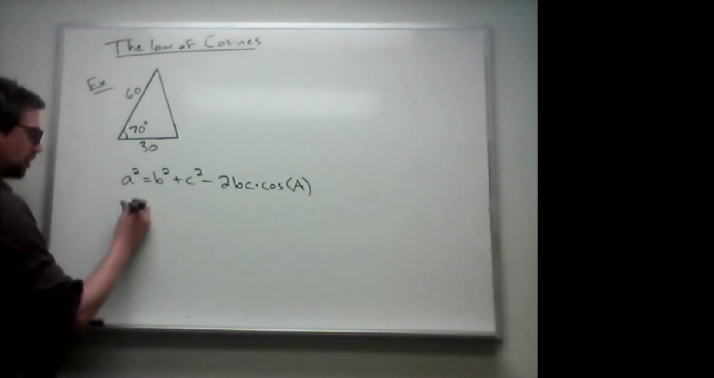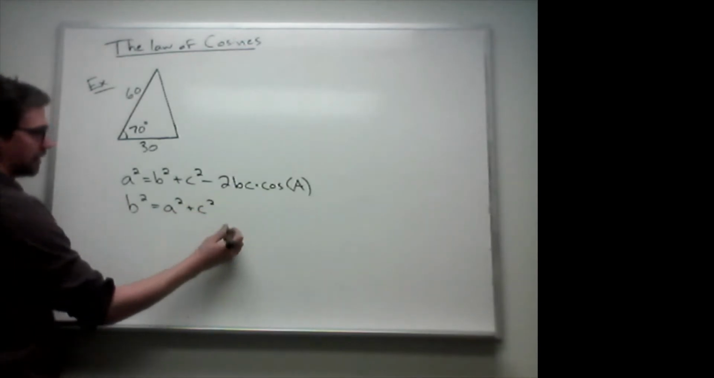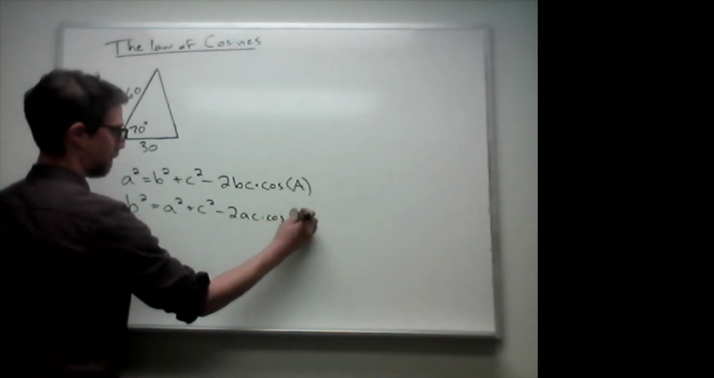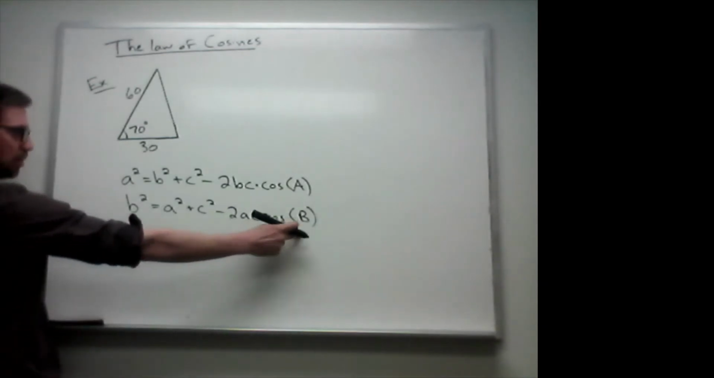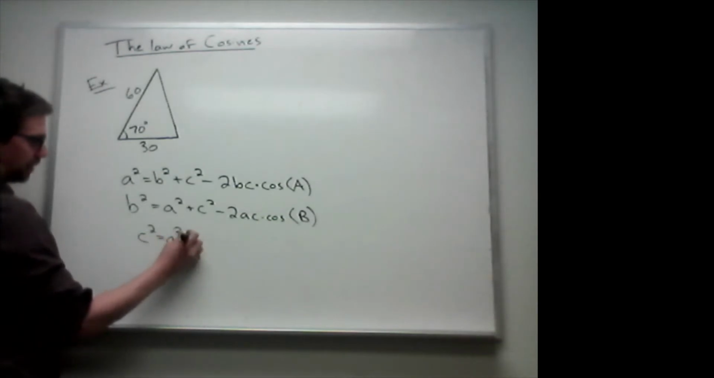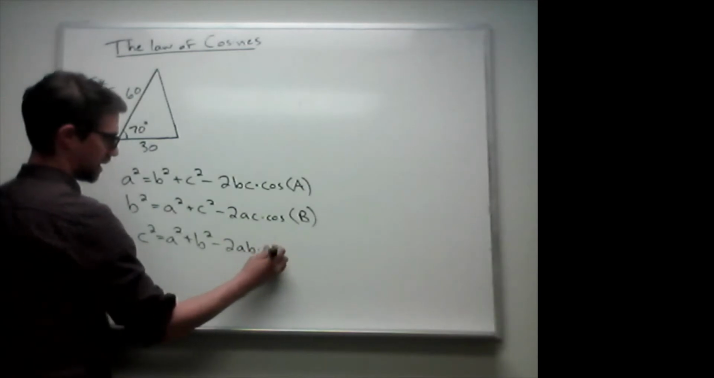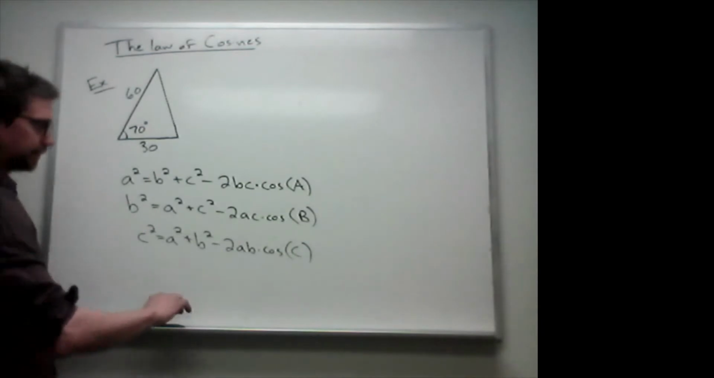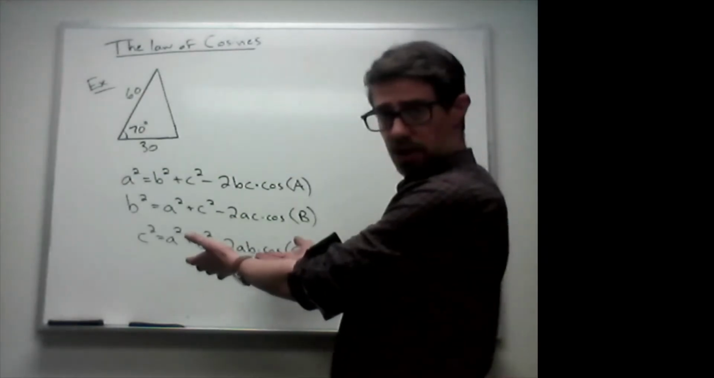Let me write down the other two versions just so we have them all. b squared is a squared plus c squared minus 2 times a times c times the cosine of angle B. That's if we needed side b and angle B. And then c squared is a squared plus b squared minus 2ab times the cosine of angle C. Okay, so there it is.